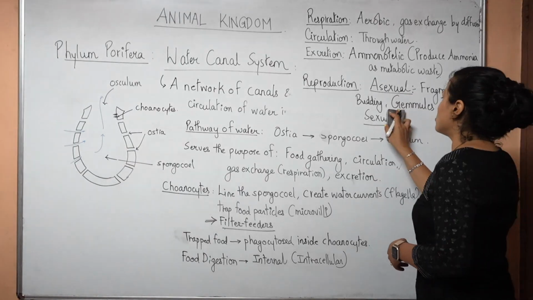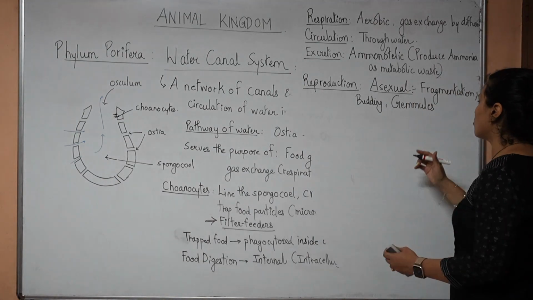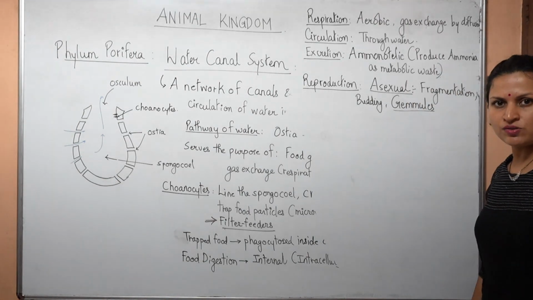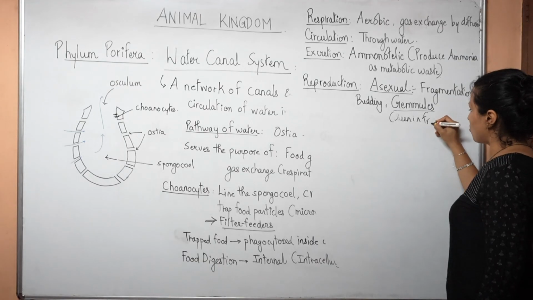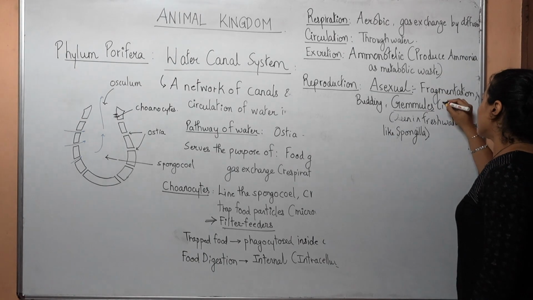Another method is budding, and another very known method is gemmules. Gemmule formation is especially seen in freshwater forms, and I would like to talk about the gemmules a bit. Seen in freshwater forms like Spongilla. Gemmules are also called internal buds.